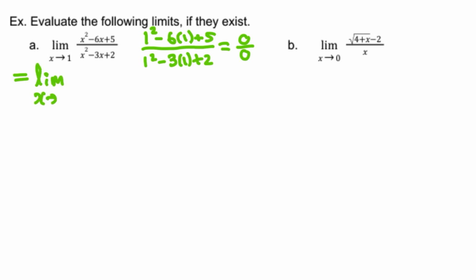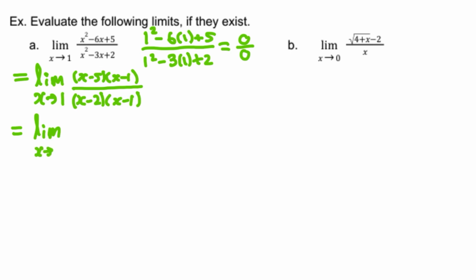So here, we can factor the top and bottom. If we factor the top, we get x minus 5 times x minus 1. If we factor the bottom, we get x minus 2 times x minus 1. As you see, there's x minus 1 on the top and bottom. That means we can cancel it out. And if we cancel it out, that tells us that there's a pinhole at x equals 1, because x minus 1 equals 0, so then you get x equals 1.